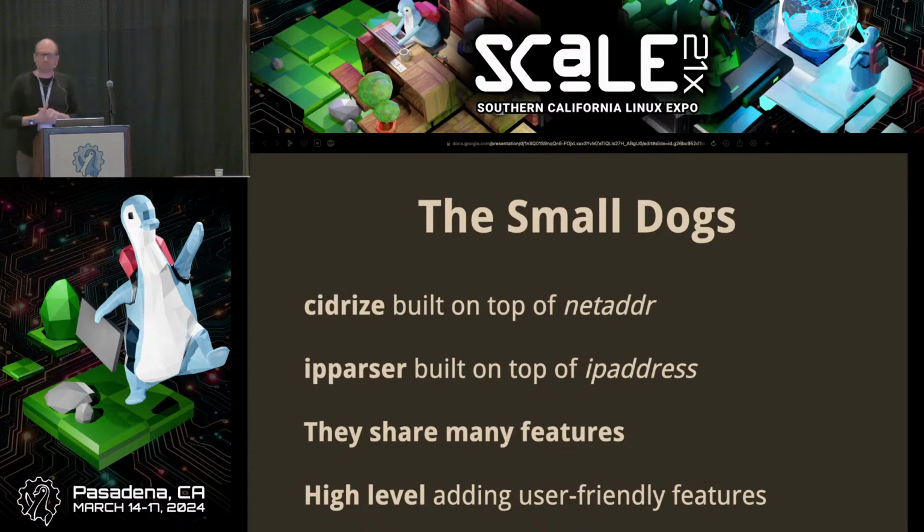All right, so we covered the big dogs. Now we'll cover the small dogs. These are the 2 libraries: Cyderize, the one I wrote, that's built on top of NetAddr, and IPParser, which is built on top of ipaddress. And again, they share many features, but not all. These are more high-level libraries that are designed for user-friendliness. So some of the primitives that we covered here about collapsing networks or summarizing networks, these 2 libraries do out of the box for you.